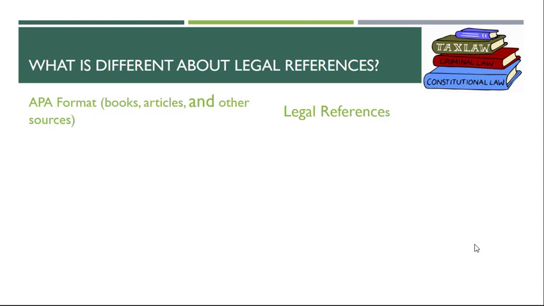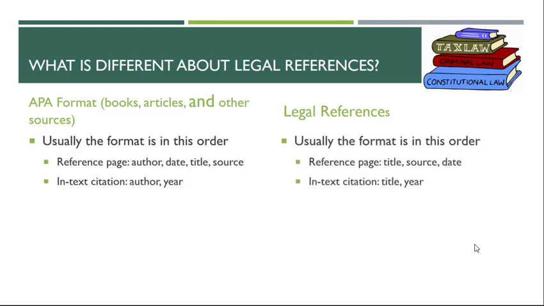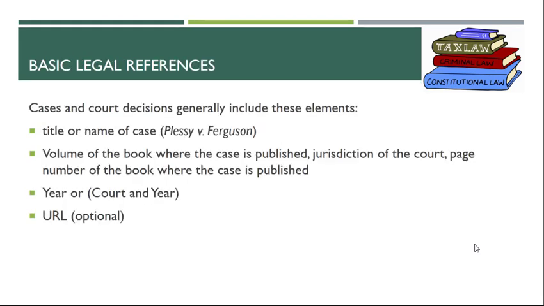There are a few major differences with the format of legal references compared to typical APA format for books, articles, and other sources. The APA format usually starts with the author followed by the date, title, and source, and in-text citations are usually the author and the year. Legal references start with the title, source, and date for the reference page, and in-text citations have the title and the year. Basic legal references include the following: title or name of the case, volume of the book where the case is published, jurisdiction of the court, page number of the book where the case is published, then the year or the court and the year.